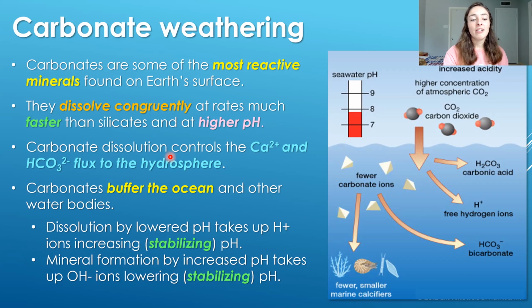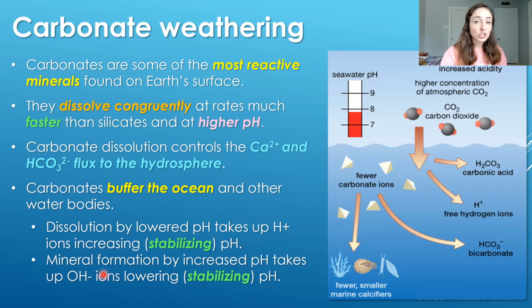What does this mean? Well, carbonate dissolution may occur when pH becomes lower. You've probably heard of this because ocean acidification due to climate change is occurring, and that's causing the dissolution of carbonate minerals in the ocean. And this carbonate dissolution caused by lowered pH takes up hydrogen ions, the increase of which in the first place is what caused the lower pH, and therefore kind of stabilizes the pH.